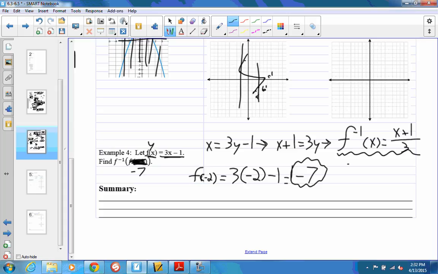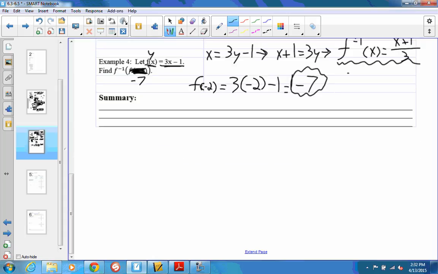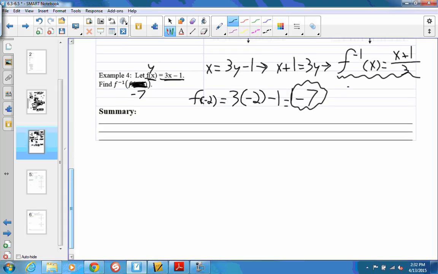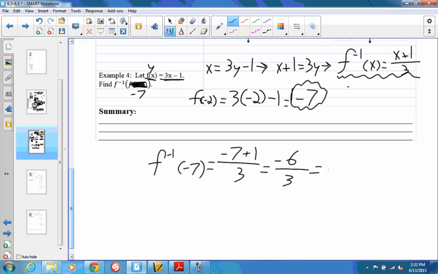So my inverse function I need to evaluate for negative 7. Final step. Equals negative 7 plus 1 over 3, which is what? Negative 6 over 3? Negative 3. Boxes are final answers.